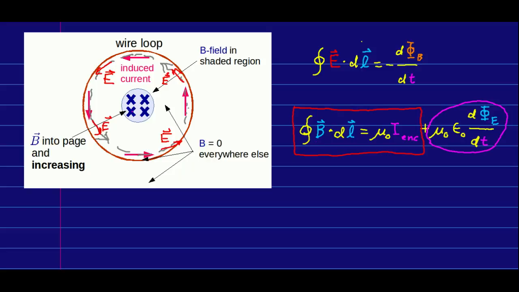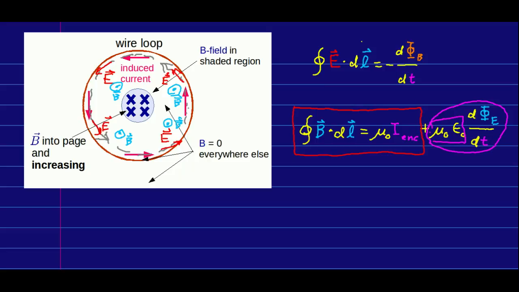So if these B fields are producing changing E fields, those E fields will in turn produce B fields, which are changing, and so they'll produce E fields, which will produce B fields, and on and on and on. And the whole process propagates outward, propagates like a wave.